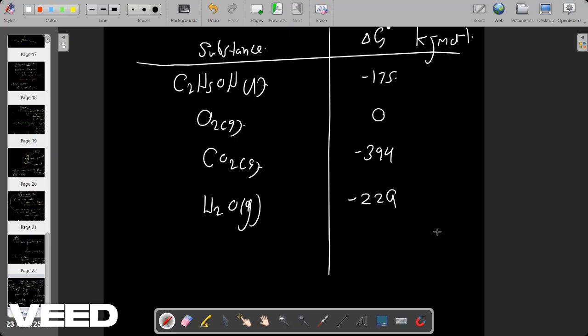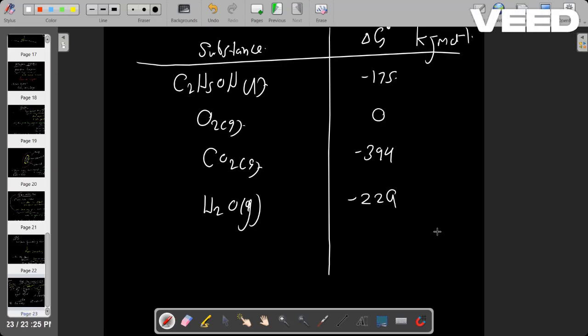What is the value? Minus 448. I don't get that. I'm getting something else. Check it again. I'm getting minus 1300 kilojoules. Isn't it minus 1300? Check.